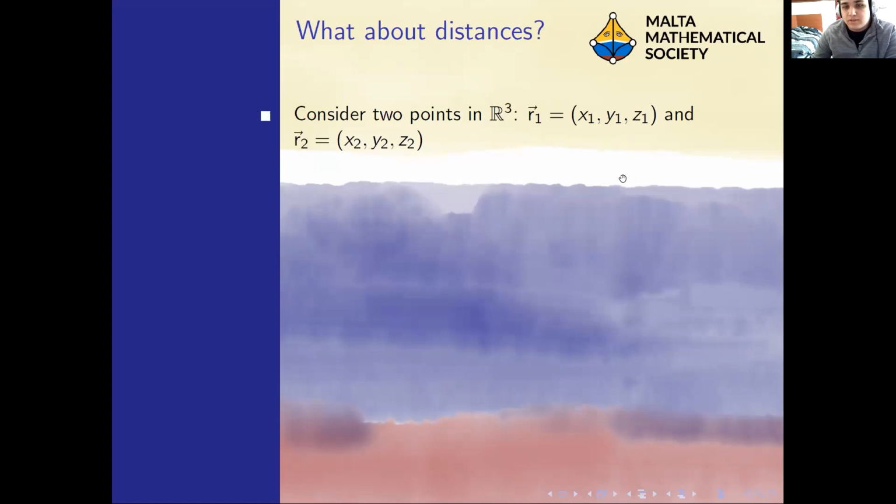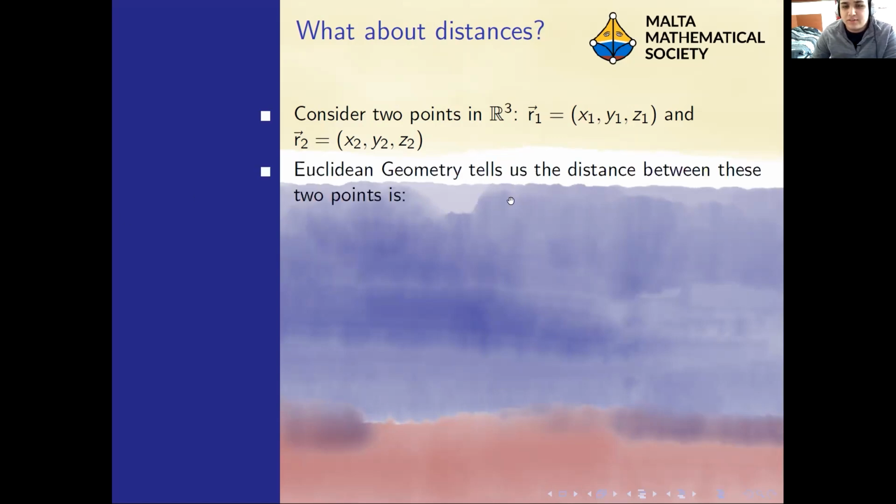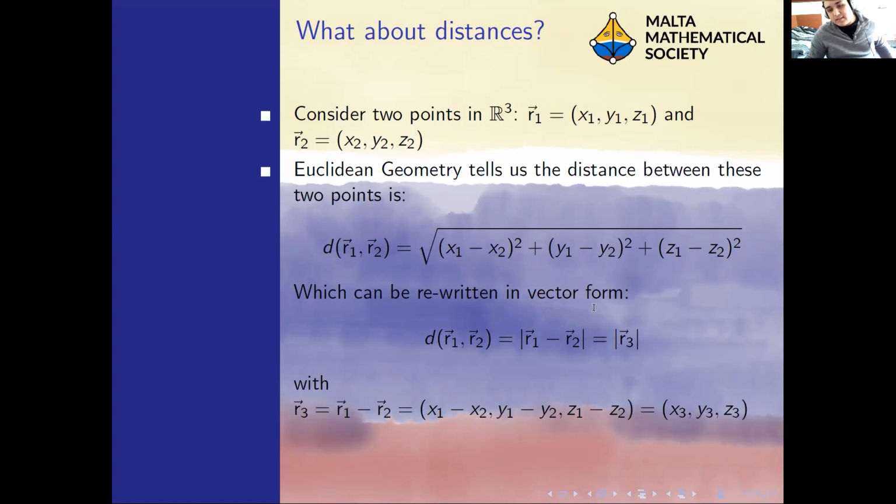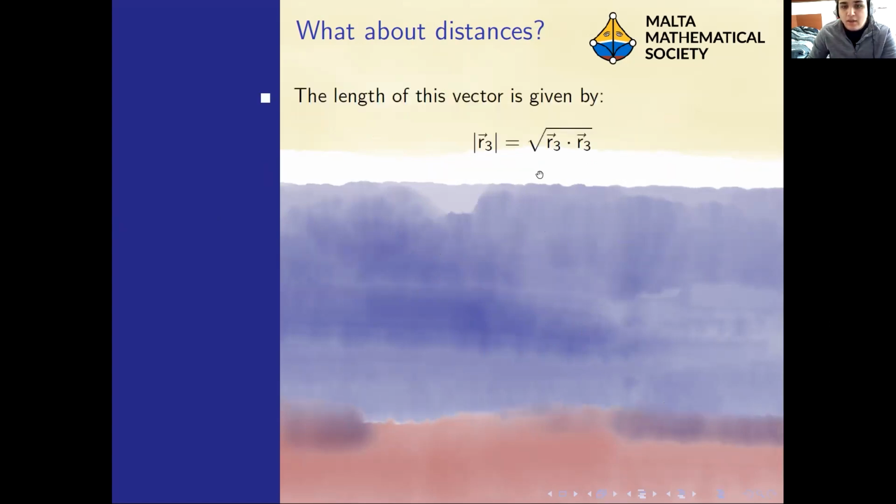So let's consider two points in R cubed. Let's talk about Euclidean geometry, and I'll make a little bit of a generalization from it. Euclidean geometry tells us the distance between two points, as I said before, is the Pythagorean distance. That's just Pythagoras' theorem in three dimensions. We can rewrite this as the norm, the length or magnitude of the distance between the two vectors, where we just subtract the coordinates from one another. Another way of writing this norm is by square rooting the dot product.